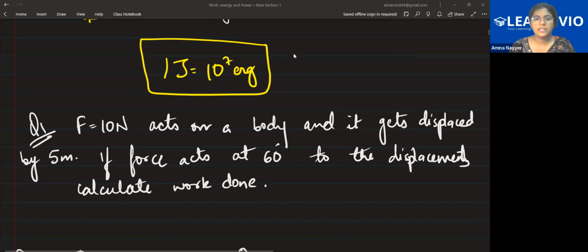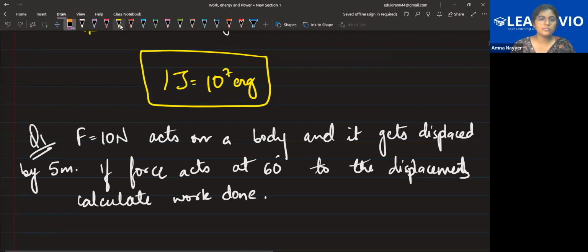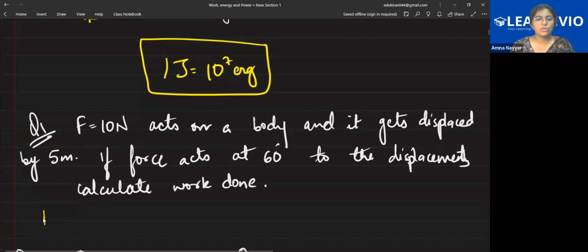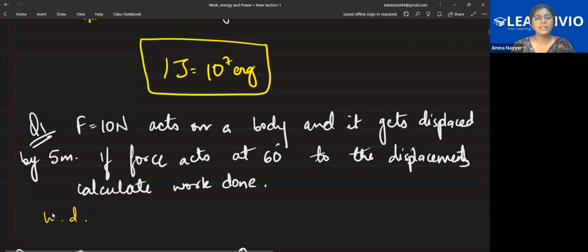Yes, correct. So Zainab and Abir have answered. See, the force here is 10 Newton and it gets displaced by 5 meters. If the force acts at 60 degree to the displacement, you have to calculate the work done. So work done is equal to force into displacement, right? So force, displacement, cos 60 degree. Force is 10.